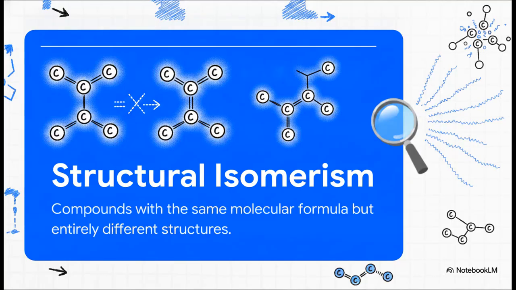This remarkable property is called structural isomerism. It is the phenomenon where compounds have the exact same molecular formula, but completely different structural formula. Because the structure is different, their physical and chemical properties will be entirely different too. Structural isomerism further multiplies that staggering number of 10 million possible carbon compounds we discussed earlier.